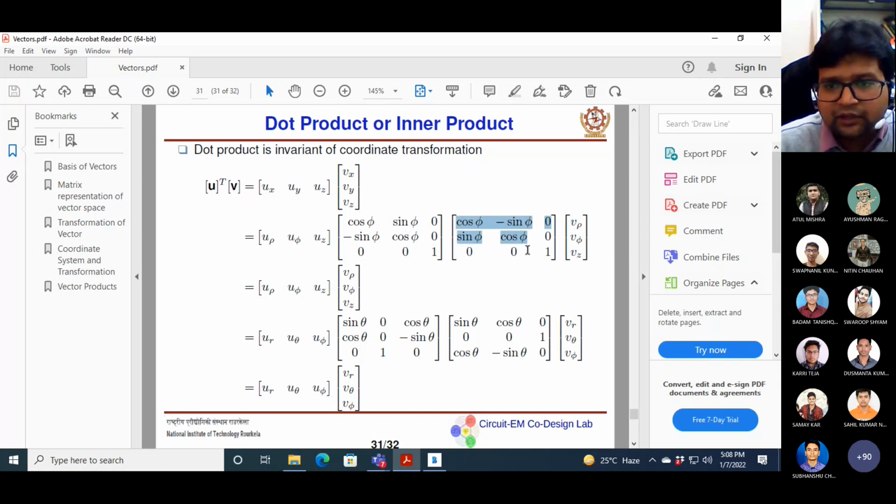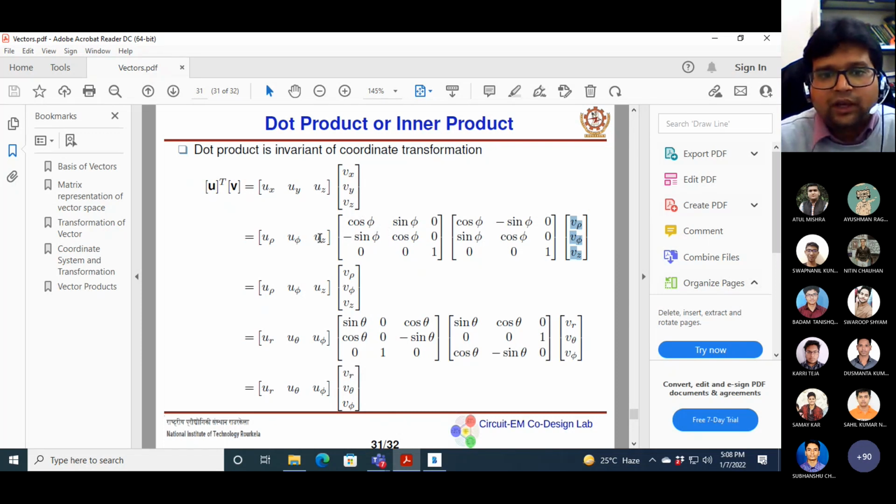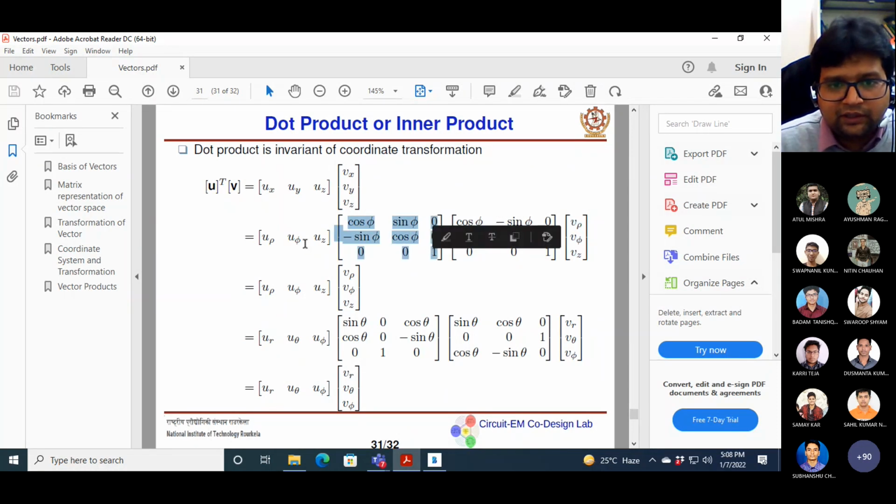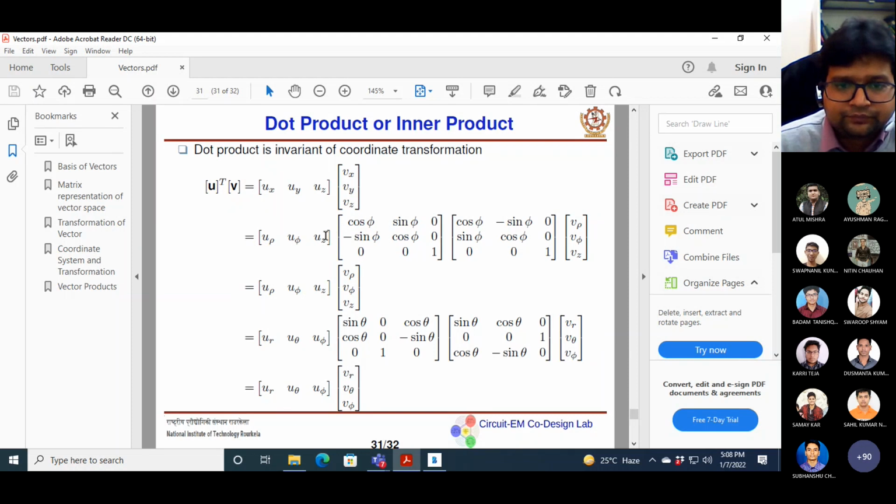This rotation matrix is basically a phi rotation about the z axis applied to this v vector, and similarly this is the transpose of this u vector. Okay, so this is basically the transpose. So that's why this term is post multiplied. This rotation matrix is post multiplied, and here it is pre multiplied.